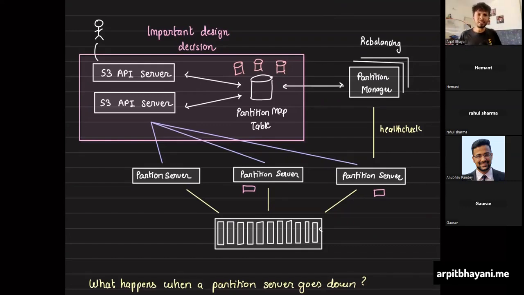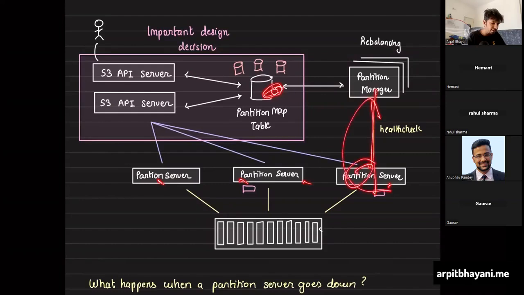So here, the request from your user comes to your S3 API server, right? The S3 API server first consults the partition map table to know, for this bucket, for this path, which partition server owns this partition. And then the S3 API server talks to the corresponding partition server. The partition server then talks to the underlying storage, reads the data, sends it back to the user, right? The partition manager is sitting over here, rebalancing the load between partition servers via health checks, right?